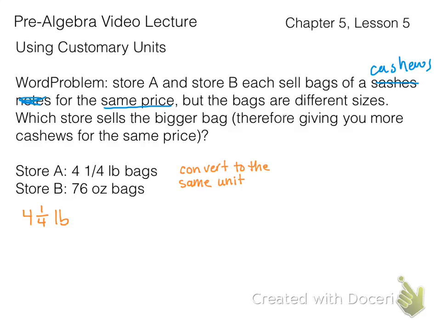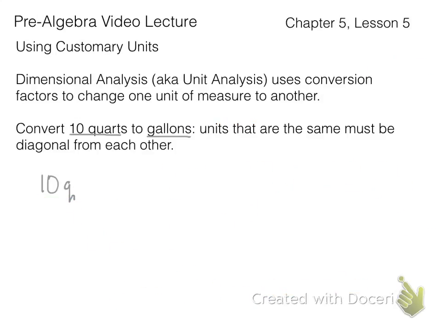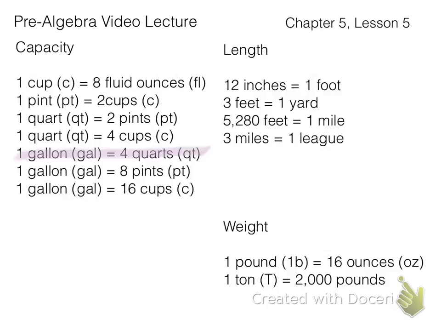Now, the first thing you need to do is figure out which unit you want to convert to. Do we want to turn pounds into ounces or ounces into pounds? I've decided to turn pounds into ounces and then compare the number of ounces I have. Remember, the more ounces means the more cashews. So 4 1/4 pounds times 1 pound equals, we want pounds to ounces.